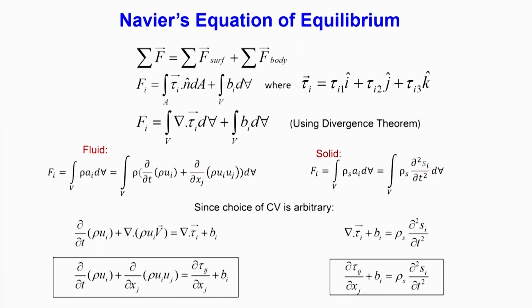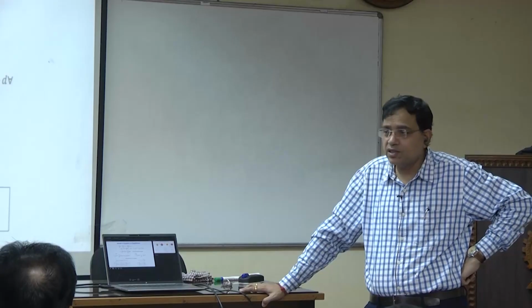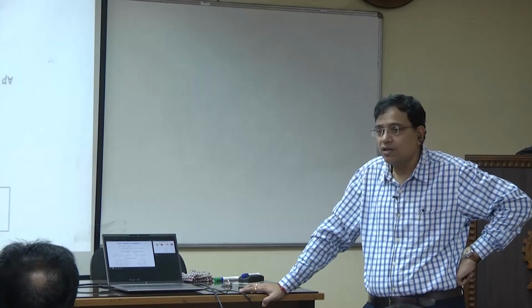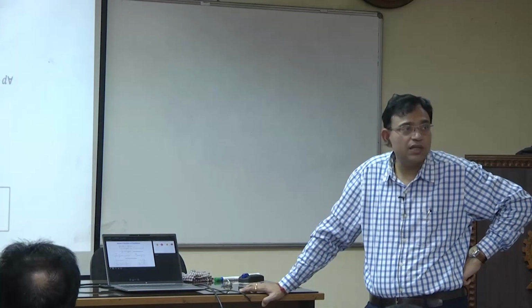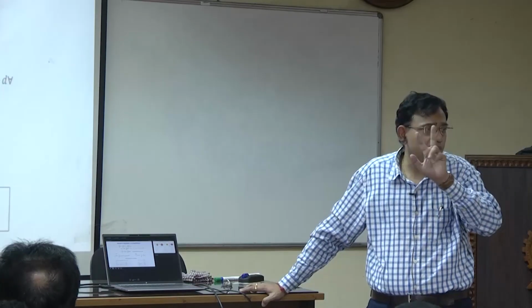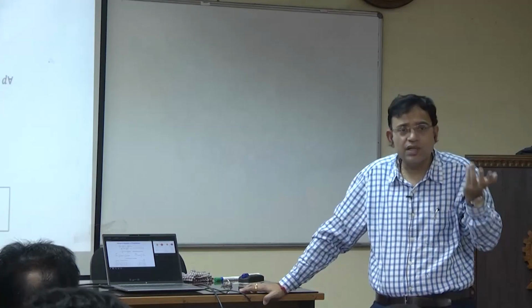For force equal to mass into acceleration, you can write that mass into acceleration also as an integral of something over the volume. For solid, let us say you have rho s as the density of the solid, so rho s into dV into AI, and because for solid we are using the Lagrangian description, it is just the second order time derivative of the displacement SI. That is the Lagrangian description. This is where only it differs, otherwise the Navier-Stokes equation is just like Newton's second law of motion.